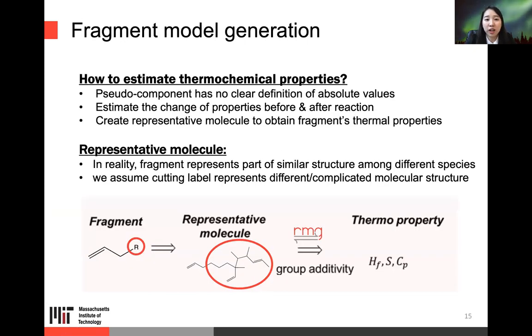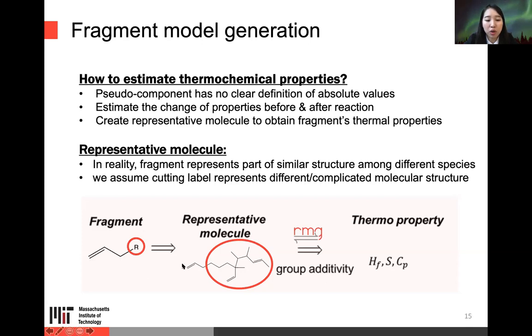So after defining the fragments input, how can we do the fragment model generation? The first question we should answer is: how can we estimate the thermochemical properties of a fragment? Since a fragment itself is a pseudo component which has no clear definition of absolute values. However, we can instead estimate the change of properties before and after the reaction by creating a representative molecule to obtain the fragment's thermal properties. So here is an example.